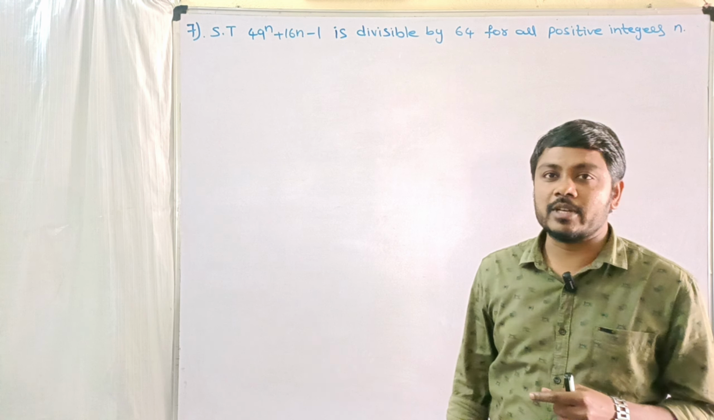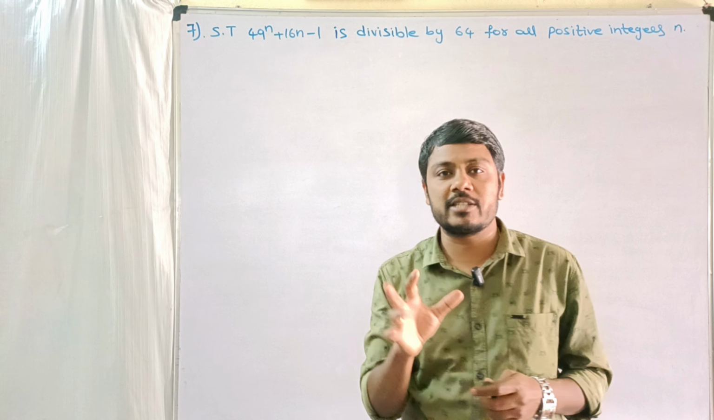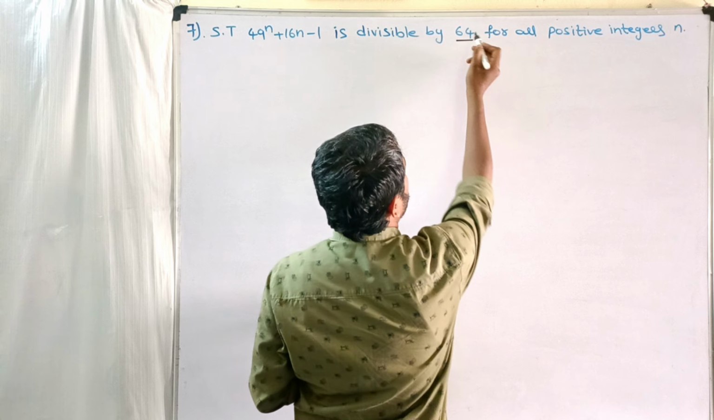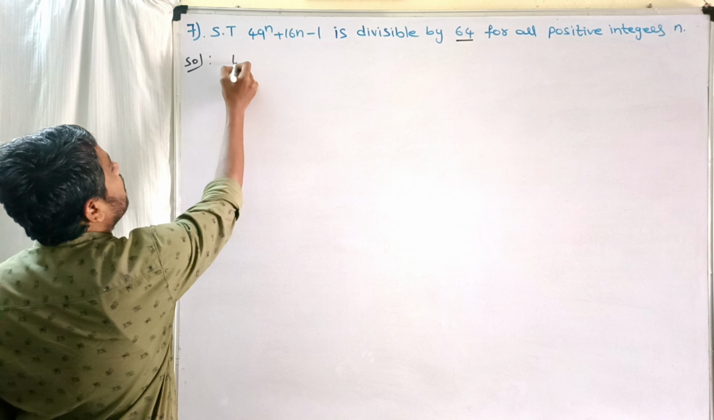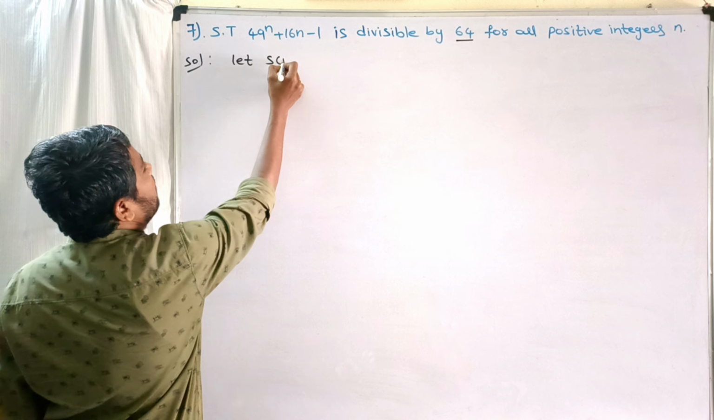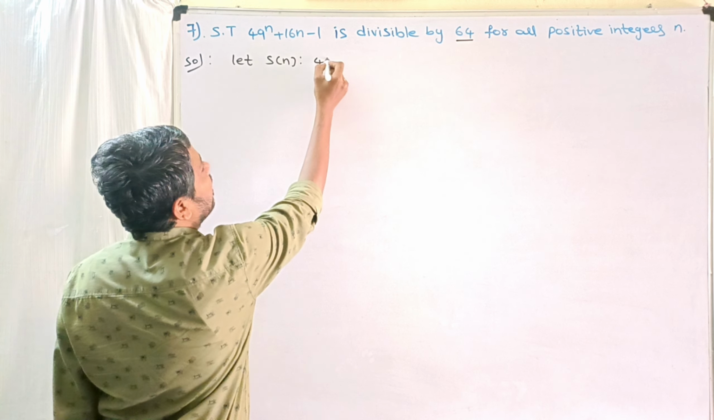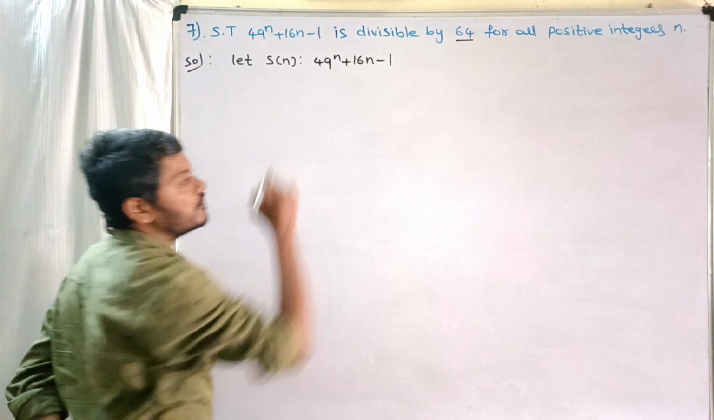Question number 7: show that 49 power n plus 16n minus 1 is divisible by 64 for all positive integers. Let S of n be the given statement. Clearly, what is the given statement? 49 power n plus 16n minus 1.